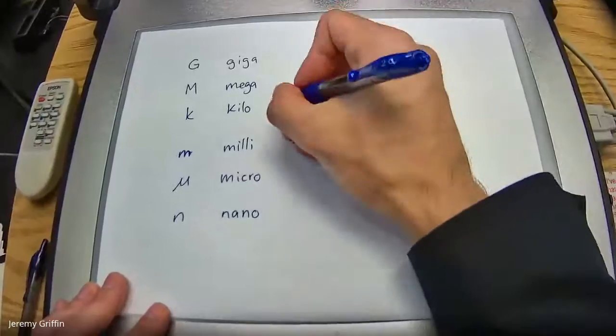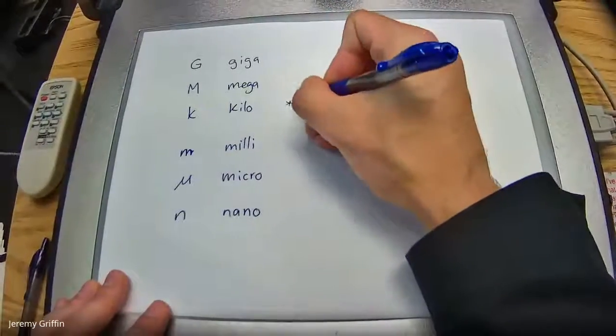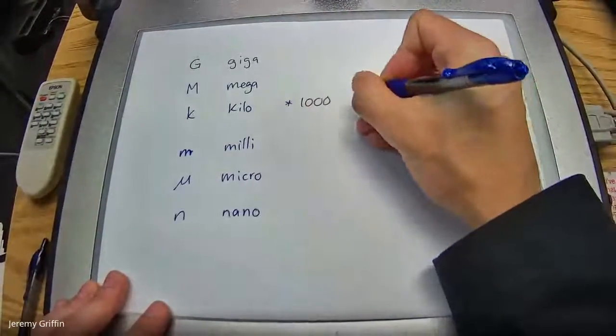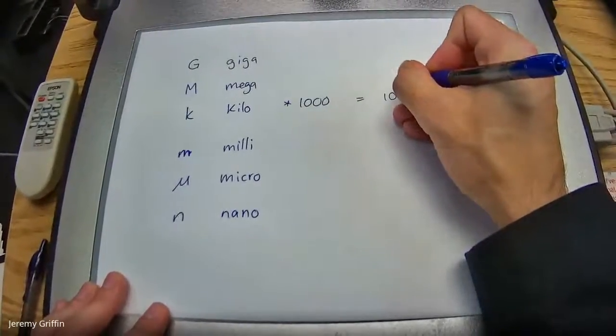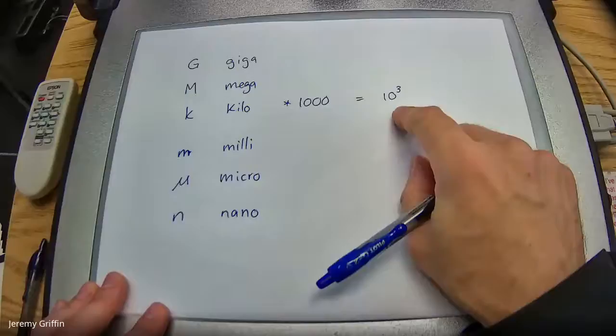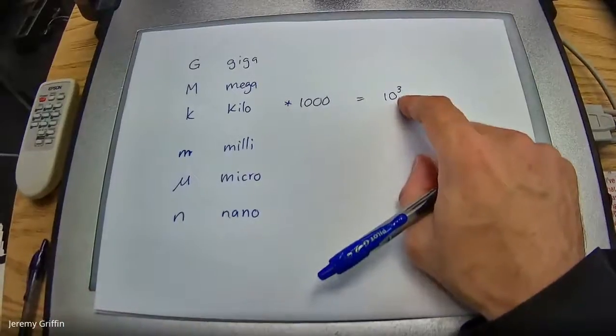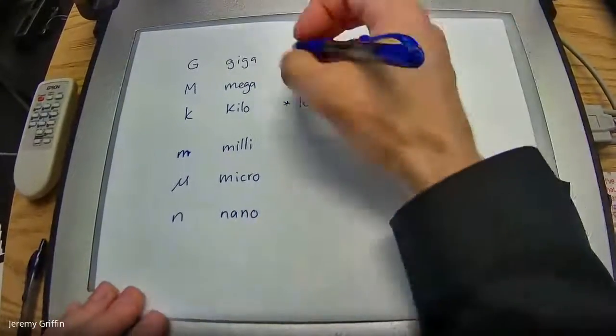Okay. So you guys know kilo is a factor of 1,000, which is 1,000. That's 10 to the power of what? 3. Yeah, so 10 times 10 times 10. 10 multiplied by itself 3 times. That's what 10 to the power of 3 is, right?